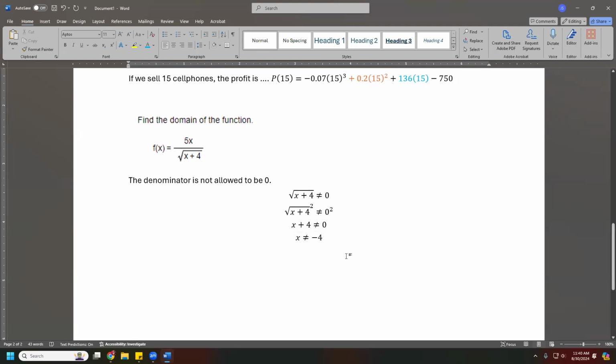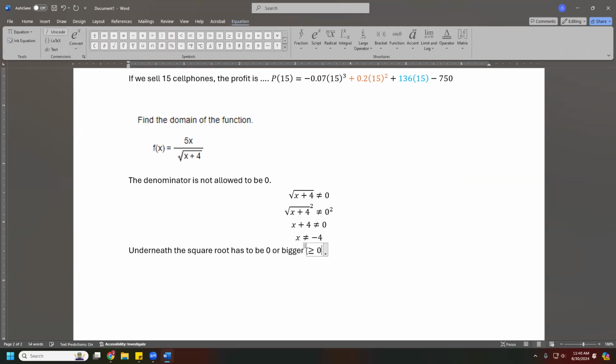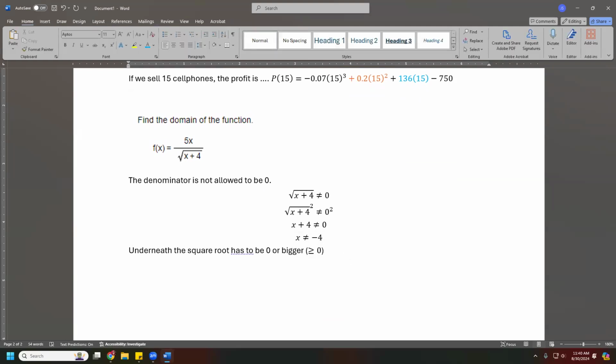Next step is ask myself if I have any square roots. I do. I do have a square root in the denominator. Underneath the square root has to be 0 or bigger, in other words, greater than or equal to 0. You can't square root a negative because that will give you imaginary numbers. And for the time being, we don't care about imaginary numbers.